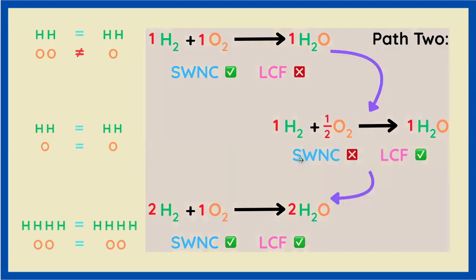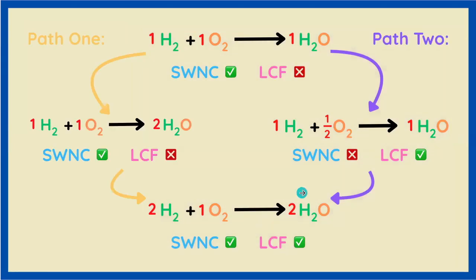For path 2, we also have 2 steps, but we get there in a different way. We actually satisfy the law of conservation first, but because we have a fraction for a coefficient, we scale everything up and we get the correct answer. Here's a way of viewing both pathways. They both have the same number of steps, but they get there in different ways. Note the similarities and differences.